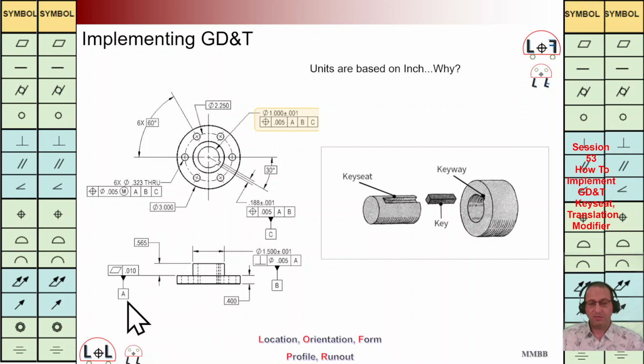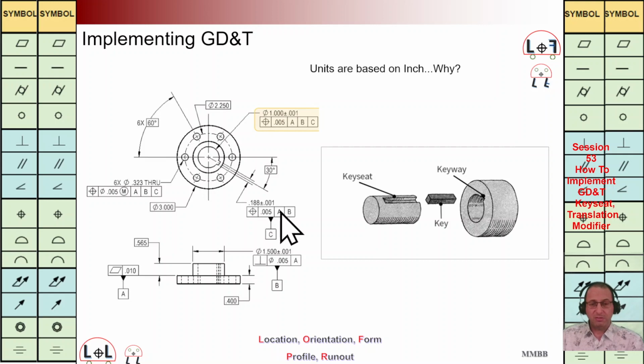We are going to have reference plane A here. It is qualified with this flatness, and then we are going to have reference axis B here. It is perpendicular to A. And here we are going to have reference plane C for this key slot. And then later on we are going to use ABC to allocate the position of these holes here.